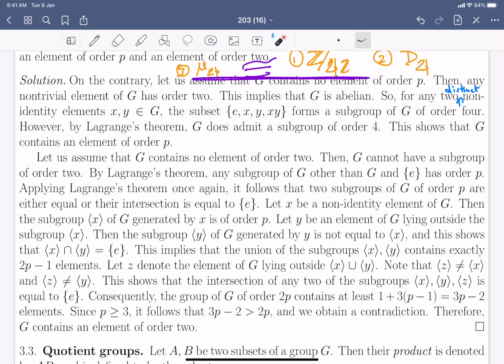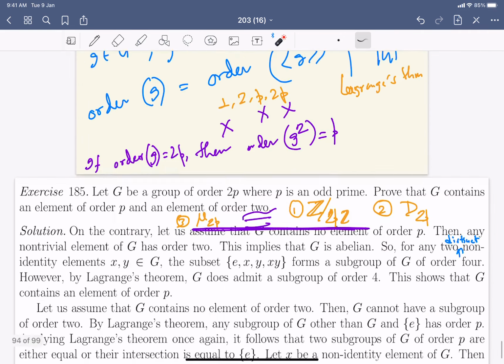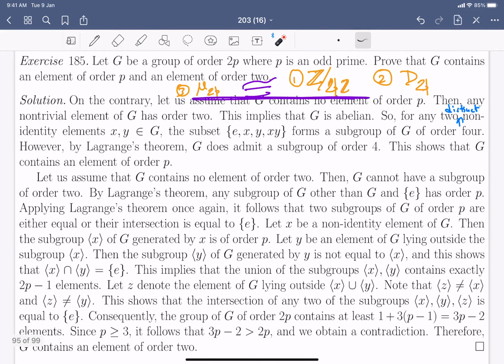Okay, so now let's pick one non-identity element X from G. If you look at the subgroup of G generated by this element X, you know that this cannot be G, right? Why can this not be G? Because if it were equal to G, then you would have found an element of order 2P. If you have inside a group of order 2P an element of order 2P, then it has to have an element of order 2, but that is not the case by our assumption. Okay, great.